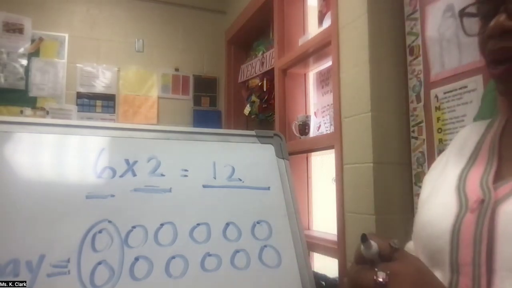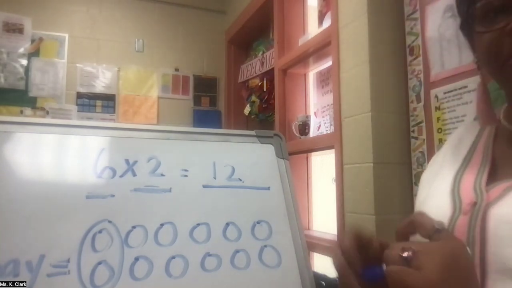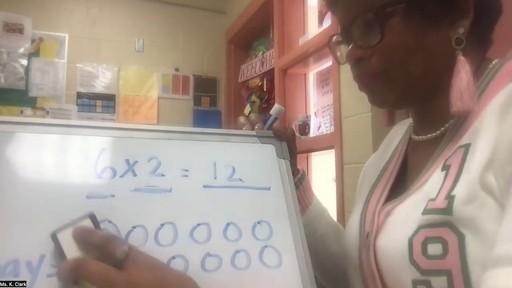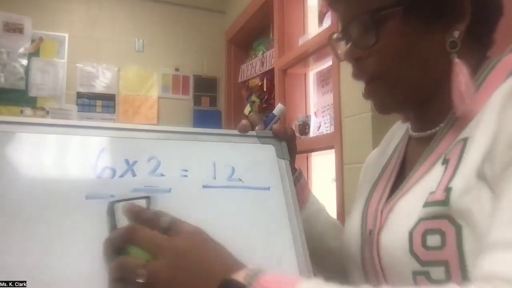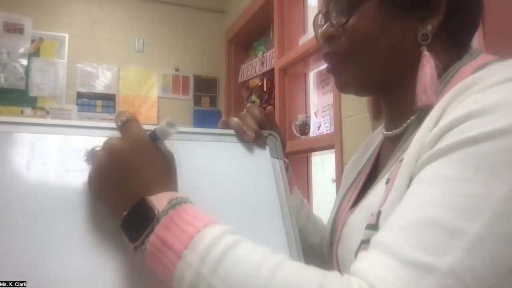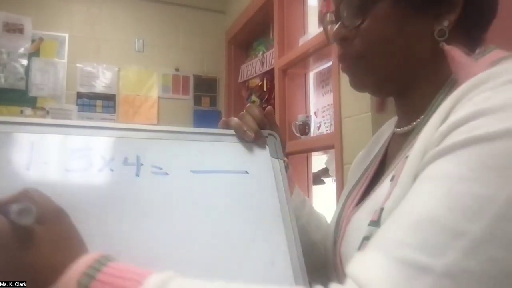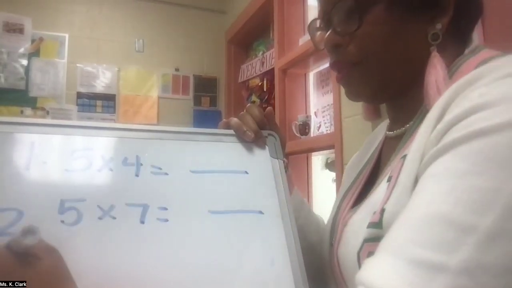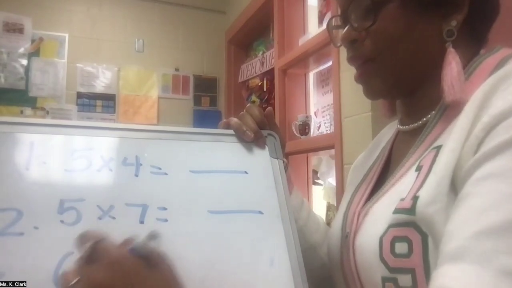Now, what I want you to write, so I'm going to give you 3 problems that I want you to focus on for your homework. I'll write them up here and you can record them. We're going to do 5 times 4, 5 times 7, and 6 times 6.